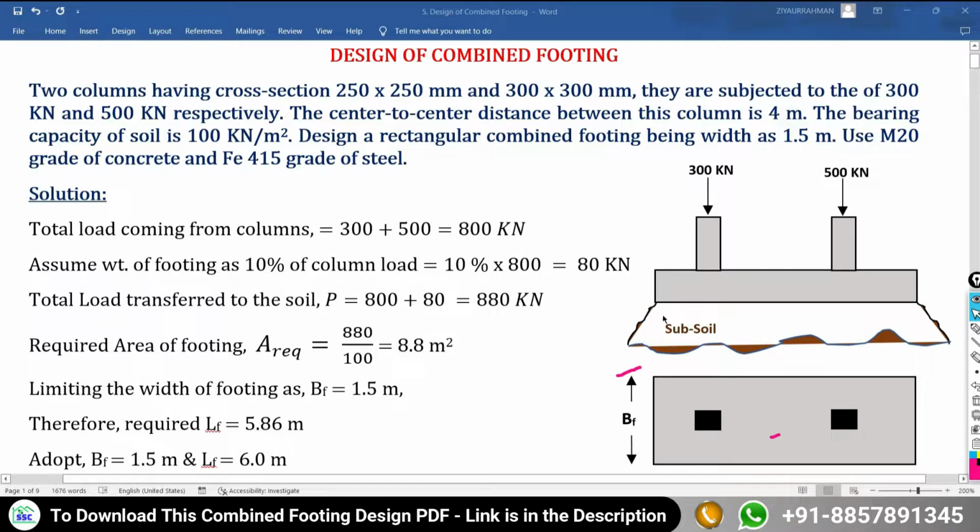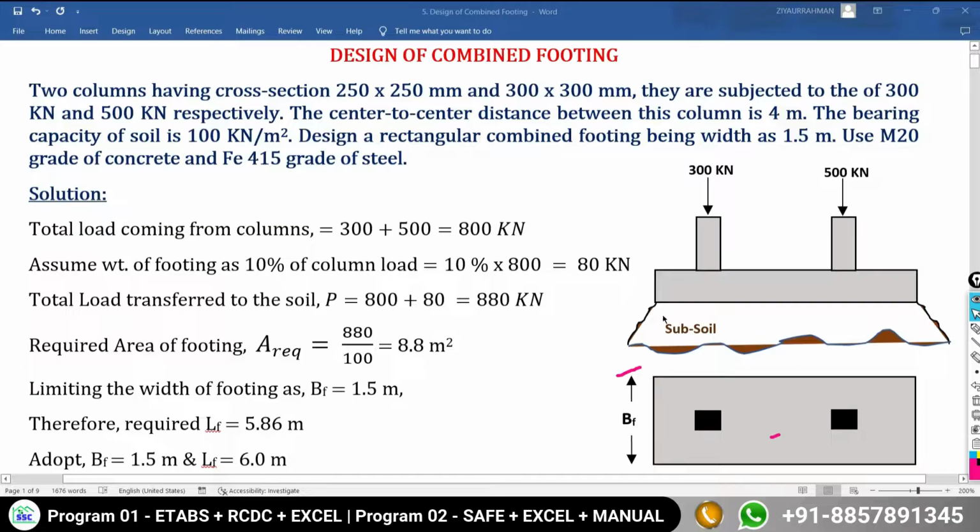After finalization of length and width of the footing, we have to position our foundation under the column, and for that we have to understand some important thing. So for that, have a look over this drawing. So here we have to put our foundation under these two columns, but there is a recommendation that the pressure distribution at the base of the footing should be uniform.